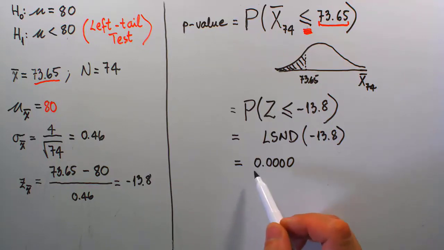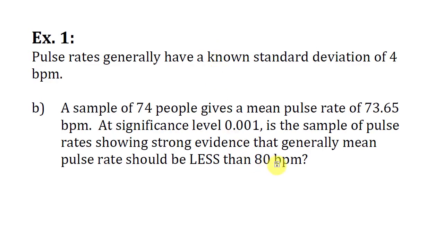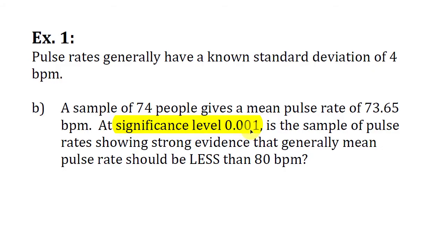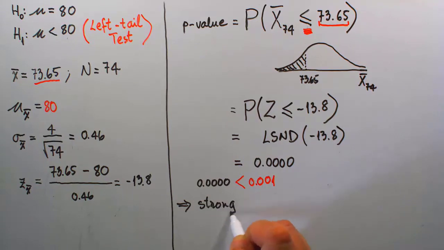So now that we have arrived at our final p-value, how do we go from here to decide whether our sample is strong evidence or not? The key to our decision is here. Back to the question itself, we had a given significance level of 0.001. To decide whether our sample pulse rate is strong evidence or not, we can simply compare this p-value with the significance level. In this case, our p-value falls well below the significance level. That is enough for us to lead to this final conclusion that our sample is strong evidence.